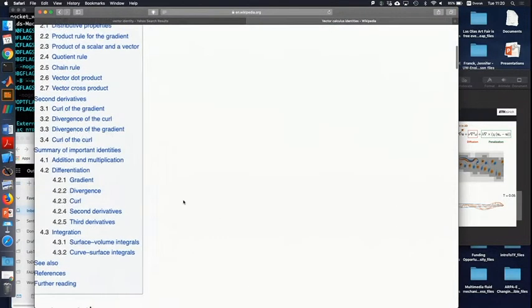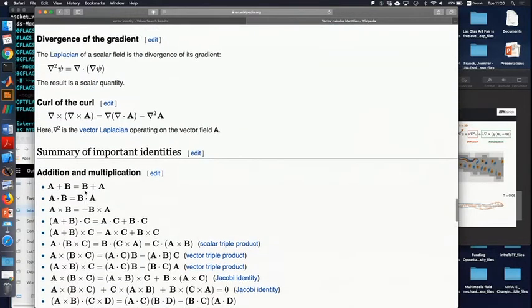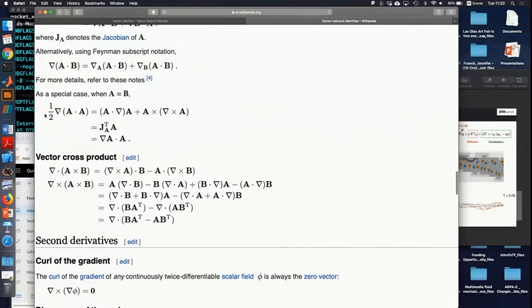Okay, so we need curl of the curl. Yeah, that should be close. Let's see. Yeah, this one. Let me write that out. Half of nabla a dot a equal to a dot nabla a plus a cross nabla cross a. Okay, all right.